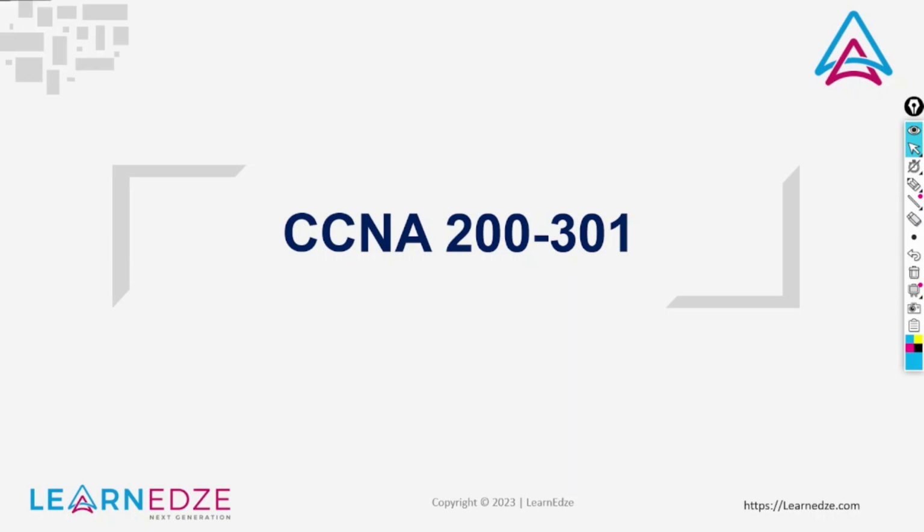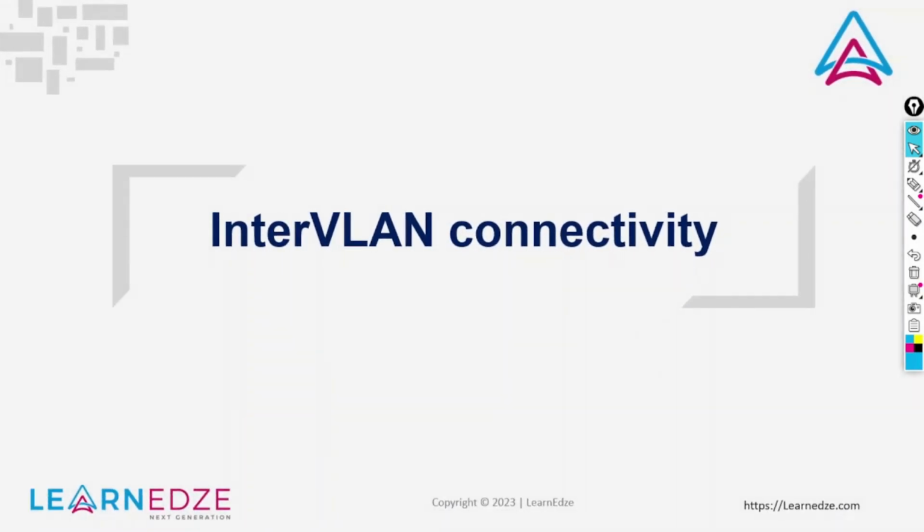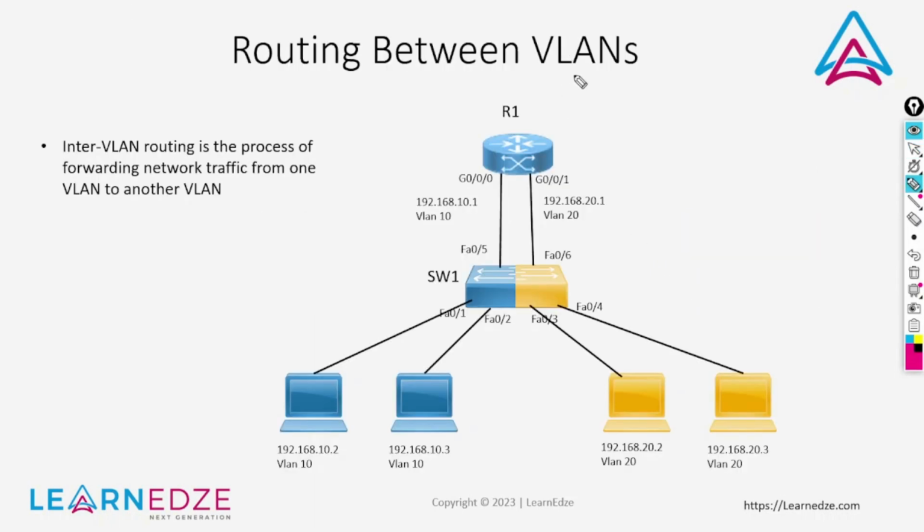Today in this video we are going to discuss the inter-VLAN connectivity concept. We already know about VLANs. VLAN means virtual local area network. In a virtual local area network, a physical switch is divided logically, just like this.